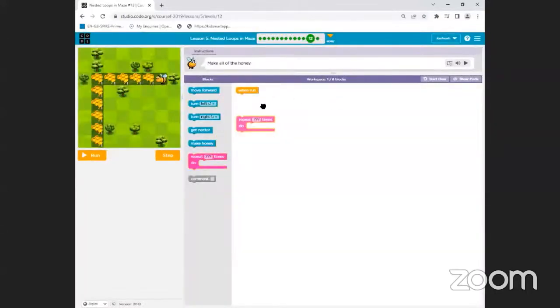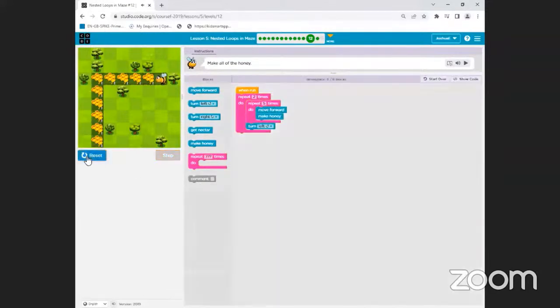So all that we should need to do is, so there's 1, 2, 3, 4, 5. 1, 2, 3, 4, 5. So if we do this, move forward, make honey. So if we then do that, it'll go towards it, and it should then do the left, and I can repeat it. I should just be able to put this over it, so that it's going to repeat it twice.